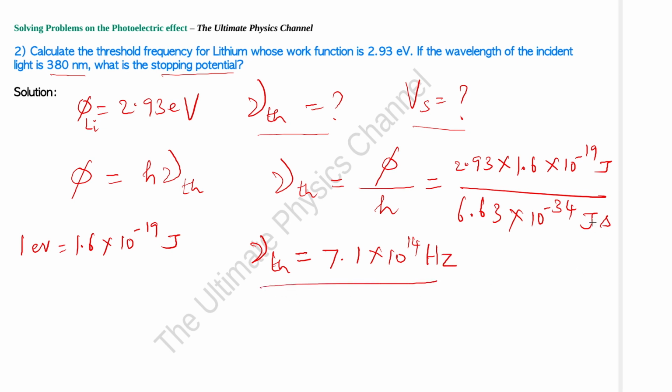Of course, here the units can cancel, so this is per second, so 1 hertz is, so we are writing it as hertz here for frequency.